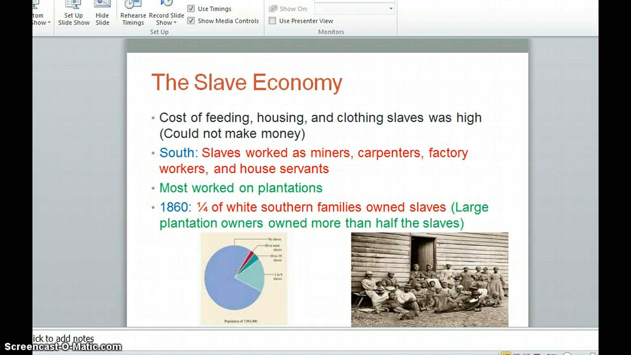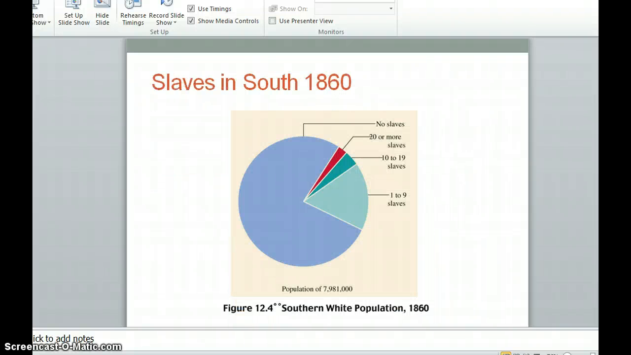In 1860, one quarter of white Southern families owned slaves. Large plantation owners owned more than half the slaves. This is just a pie graph showing slaves in the South in 1860. As you can see, most families didn't own slaves.